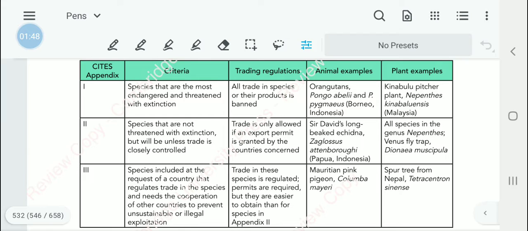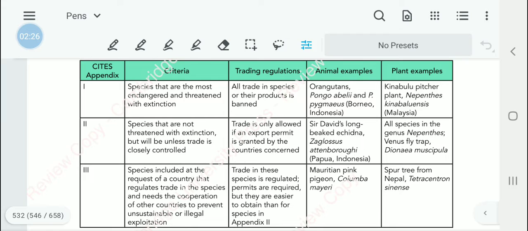For example, orangutans, the Pongo abelii and Pongo pygmaeus, from Borneo, Indonesia. Then the plant example is the Kinabalu pitcher plant, Nepenthes kinabaluensis, that is in Malaysia. Then the second appendix is species that are not threatened with extinction but will be unless trade is closely controlled. So the trading regulation is that trade is only allowed if an export permit is granted by the countries concerned.